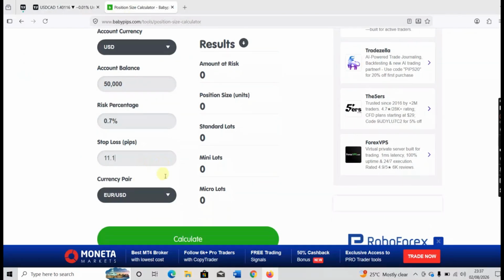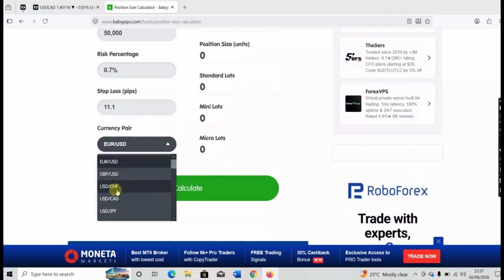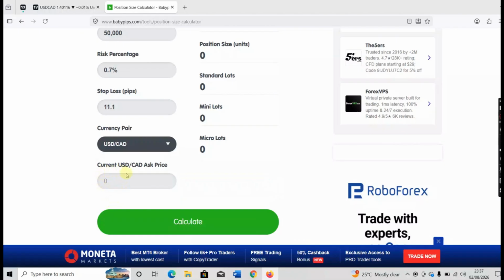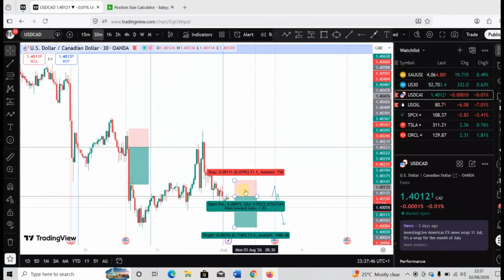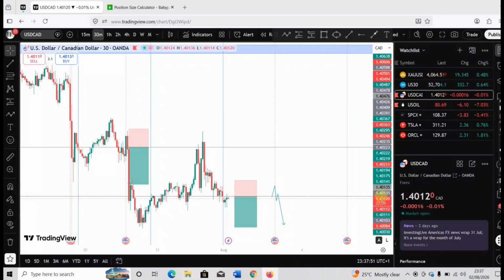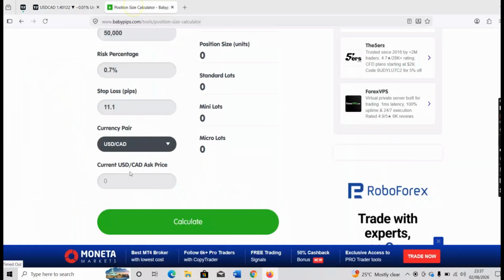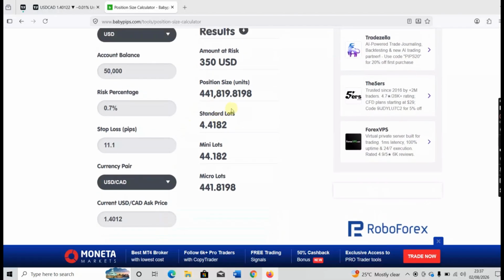Choose the pair here. In this case it's USD CAD. We are trading USD CAD. So you're asked to put the current price of USD CAD. Come up here, put the current price that is reading now. It's 1.40120. Okay, and boom, this is it.